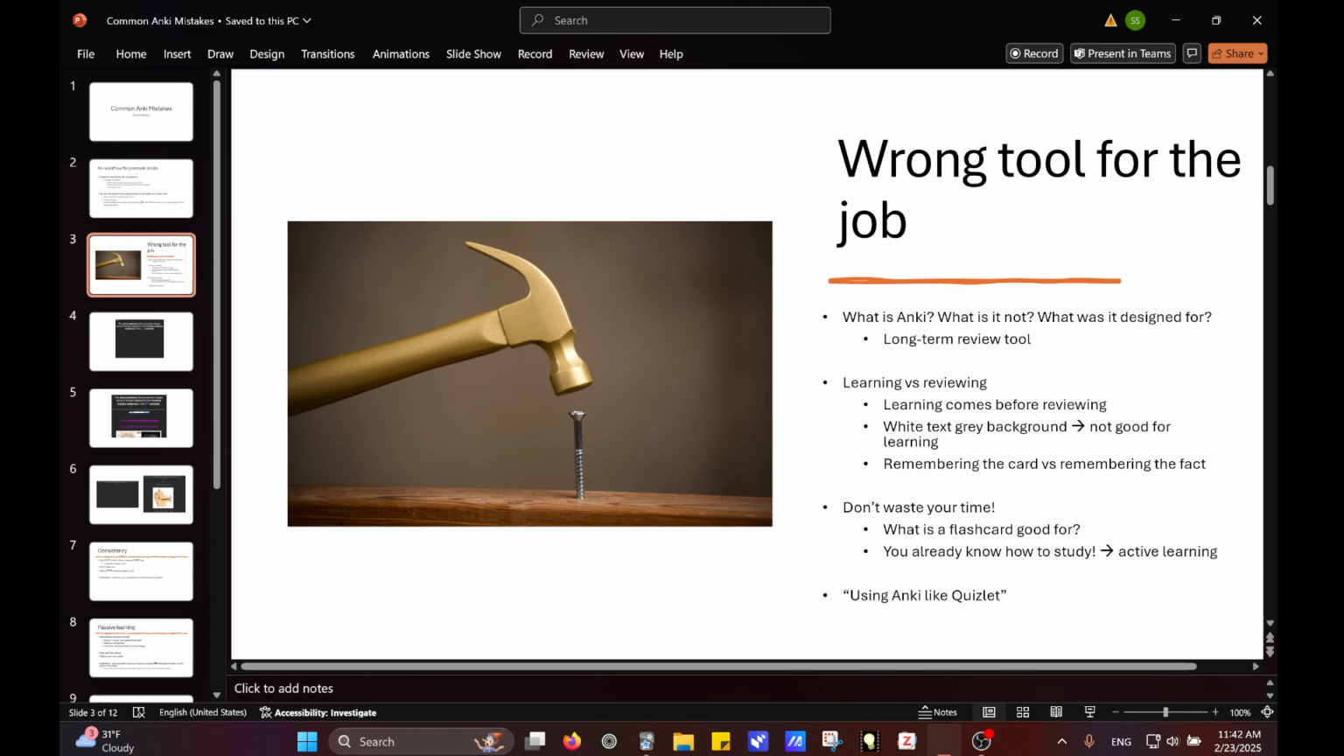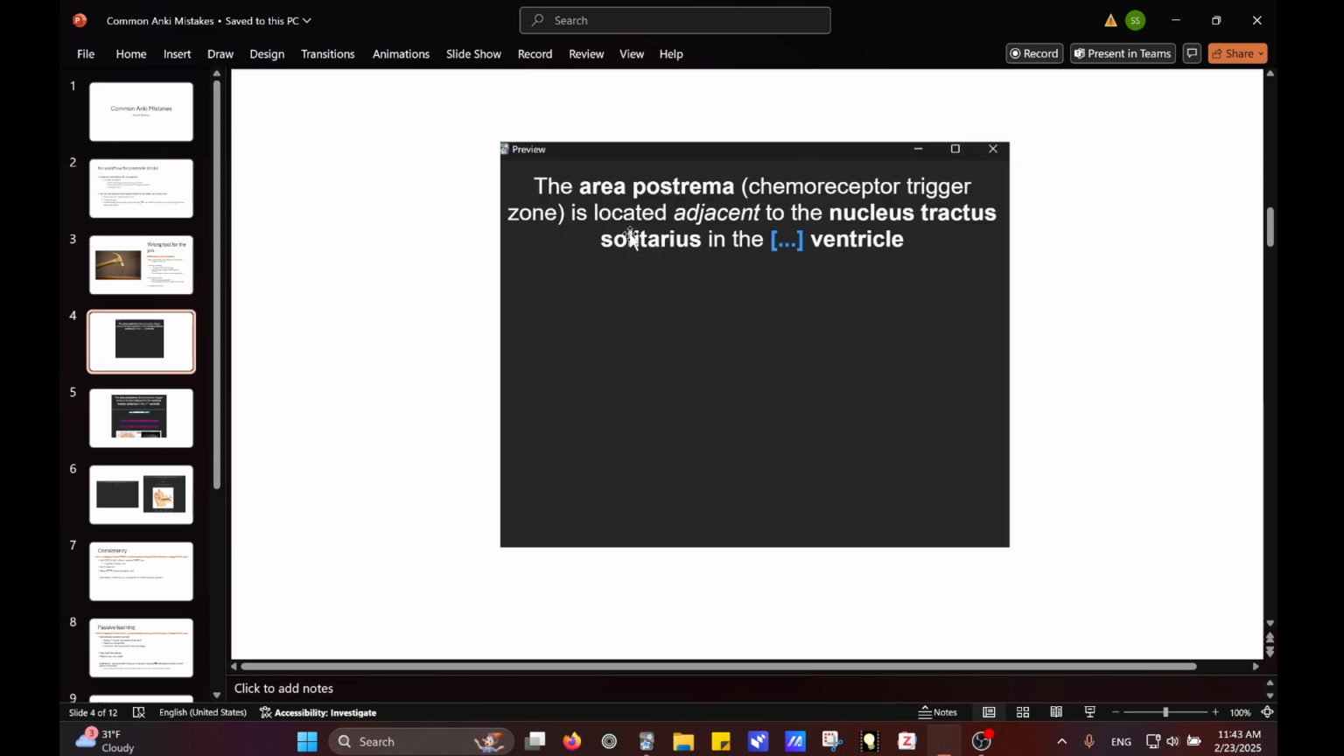The other issue with using Anki as a learning tool is that oftentimes, especially when you don't already know the content and you're not already familiar with it, your brain looks for shortcuts. So you tend to remember the card versus remember the fact. So I've actually pulled up a med school flashcard here to illustrate this fact. If you don't know what this is talking about, pretty much every word in the sentence does not make sense to you, right?